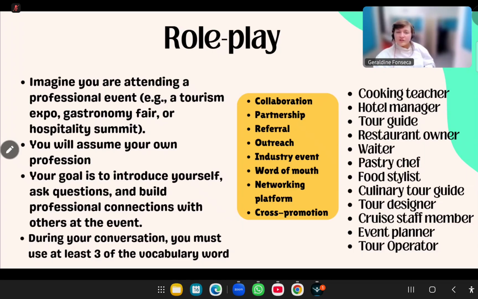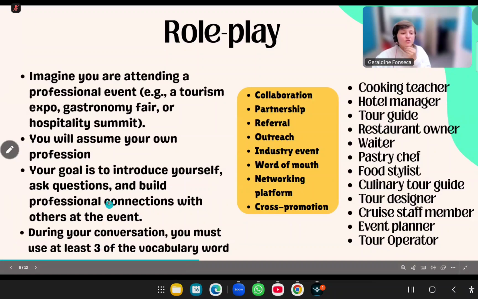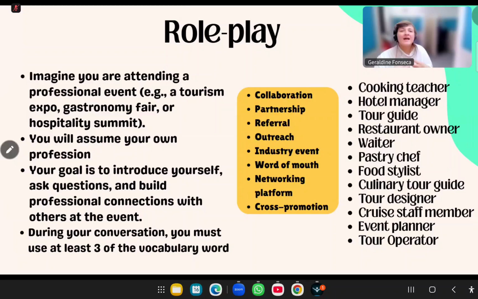So the idea is that you assume your own profession. If you are a pastry chef, a restaurant owner, a tour guide, a designer, whatever, you assume it. Your goal is to introduce yourself by creating a short elevator pitch, to ask questions, and of course, interact with the network, and finally, to build professional connections and open a space for meetings in the future. That's it. Introduce yourself, ask a couple of questions, and then you close with a phrase that opens a space for future meetings.